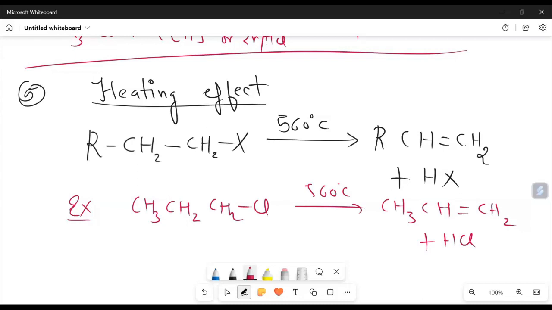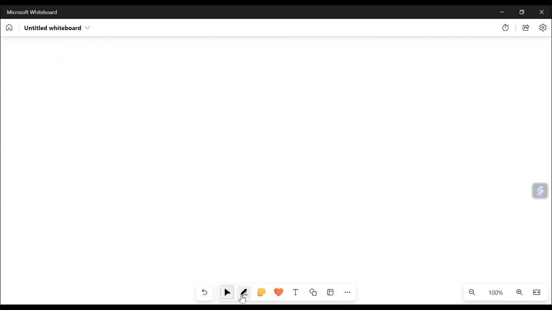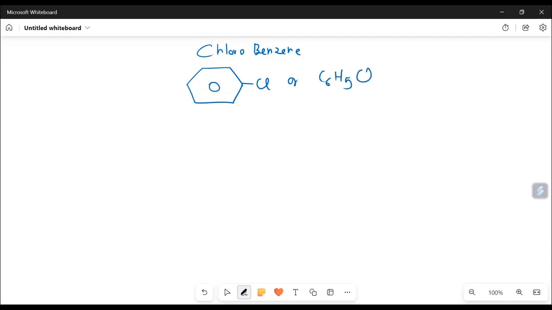The next part of this chapter is chlorobenzene. Have you heard about this, right? Chlorobenzene. So chlorobenzene will be like that, or you can write C6H5Cl. One H is removed and the Cl is attached. Got it? So we are going to understand the method of preparation of chlorobenzene.